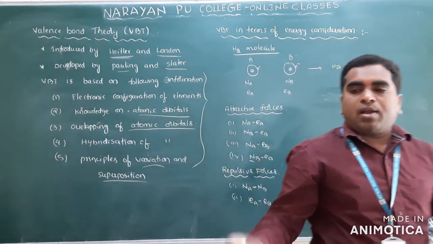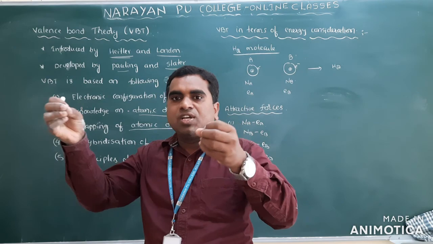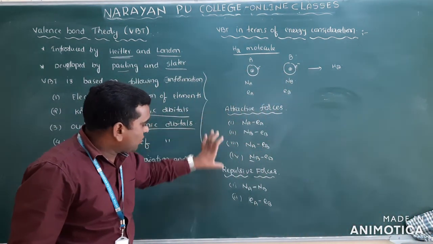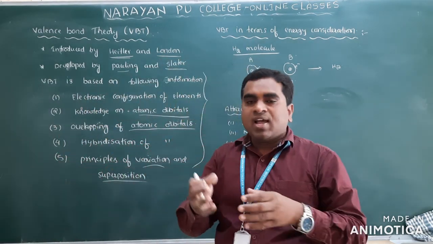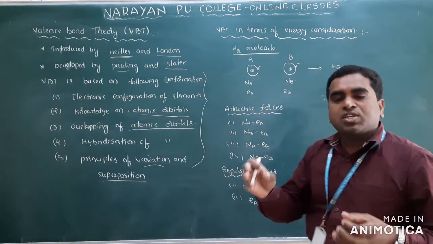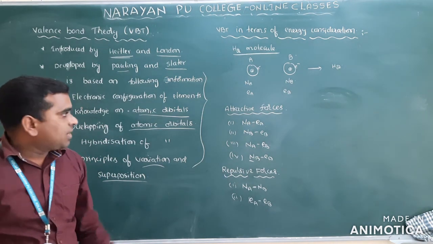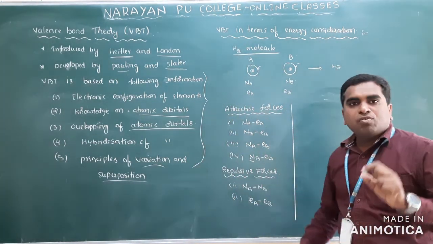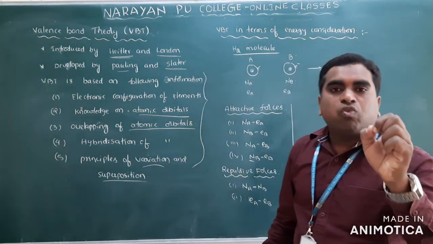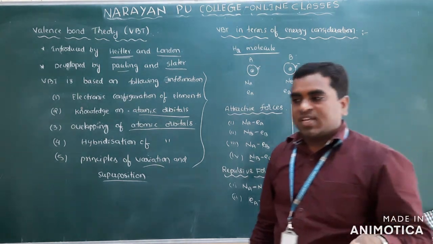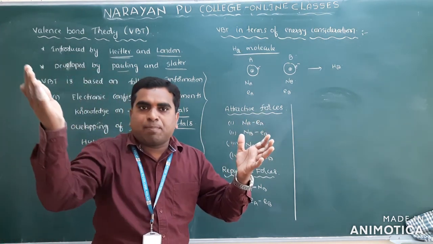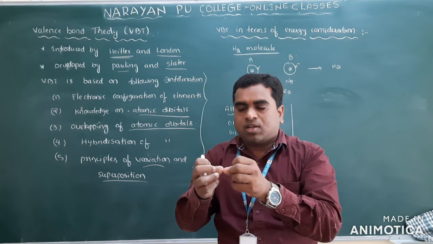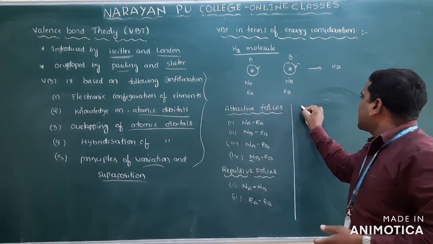So when bond formation takes place, when the two atoms are approaching together to form a bond, attractive forces and repulsive forces come into operation. Attractive forces tend to bring the atoms together, but repulsive forces tend to push them apart. Experimentally it is observed that in hydrogen, attractive forces are greater than repulsive forces. And when attractive forces are greater than repulsive forces, automatically the potential energy decreases. Attractions mean energy decreases. Repulsions mean energy increases.